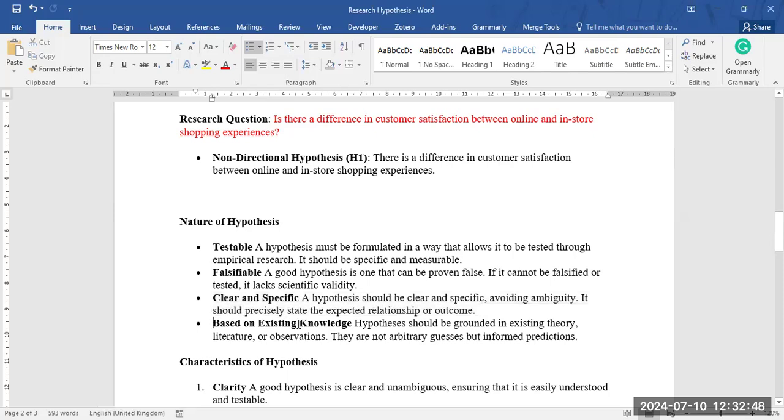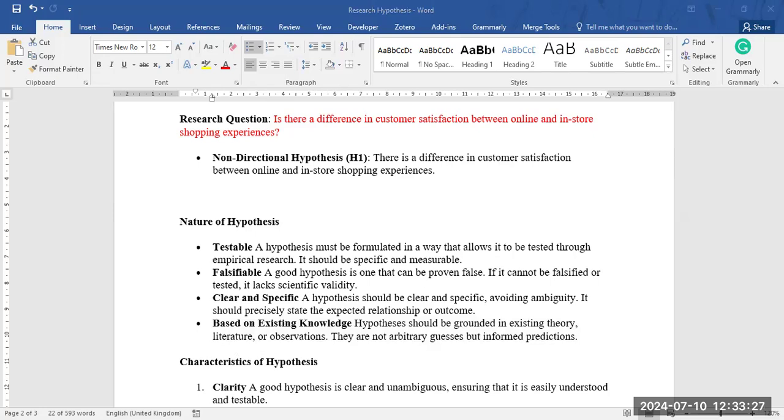Another one is being based on existing knowledge. A hypothesis should be grounded in existing theory, literature, or observations. They are not arbitrary guesses, but informed predictions. We already discussed the educated guess: a hypothesis can be formulated based on existing knowledge.